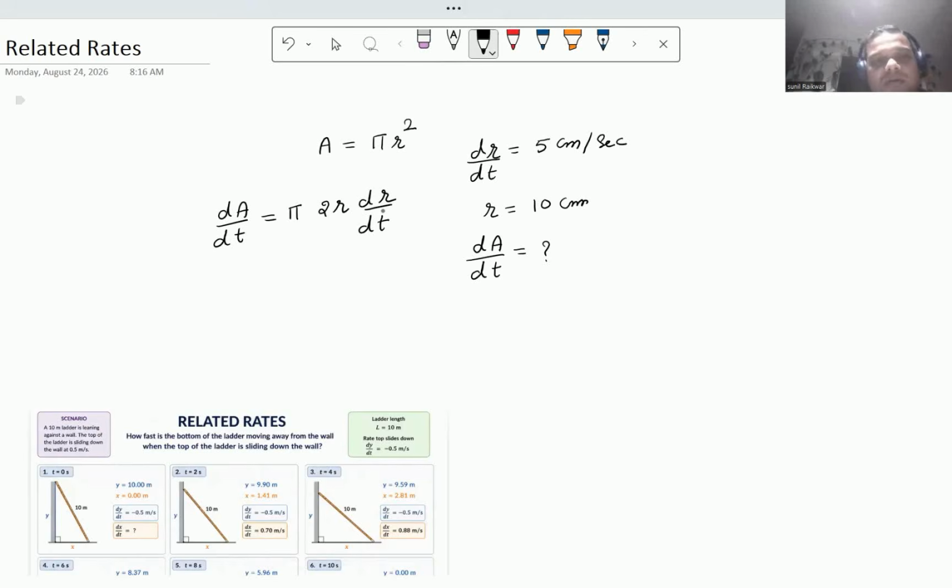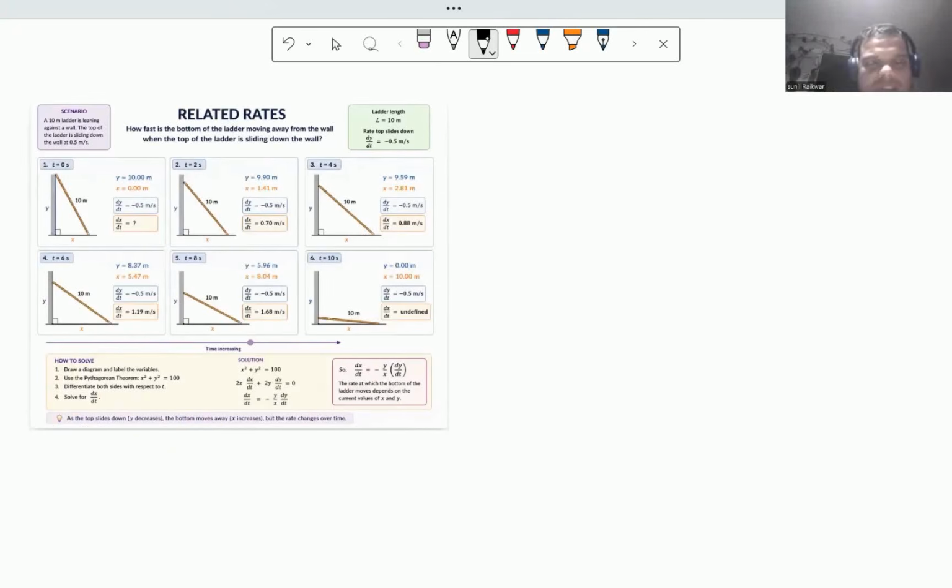Now just find dA over dt. You know the value of r and you know the value of dr over dt. Just put in the values. So pi, 2r is 2 times 10 centimeter, so just 10, and dr over dt is 5. If you multiply all these, you will get 100 pi centimeter square per second.